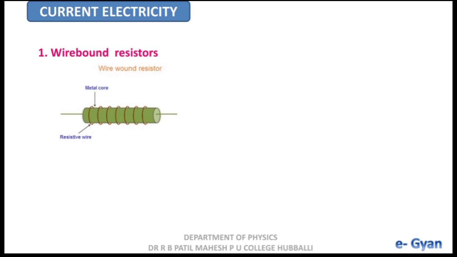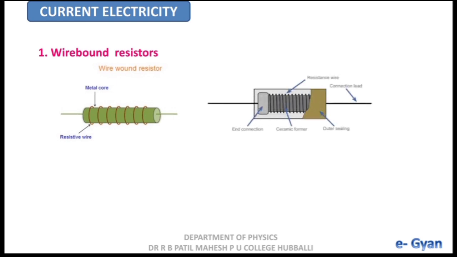Okay, we have a picture of a wire bound resistor. There is a metallic core. On the metallic core, a metal alloy wire is wound in the form of circles, and this arrangement is called a wire bound resistor. This picture represents a wire bound resistor.